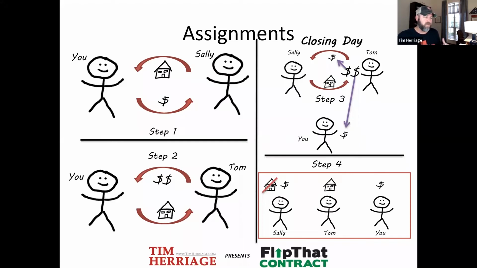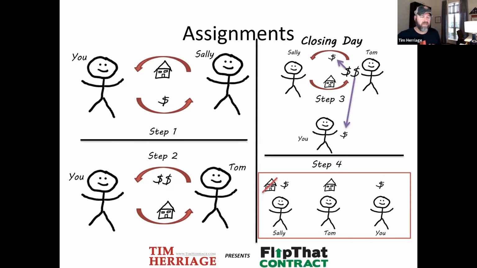Tom offers to pay you money. You say, hey, I've got this house for sale. You assign the contract to Tom. On closing day, Tom goes to the title company. Tom pays money. Some of the money goes to Sally. Some of the money goes to you, but the house goes to Tom.